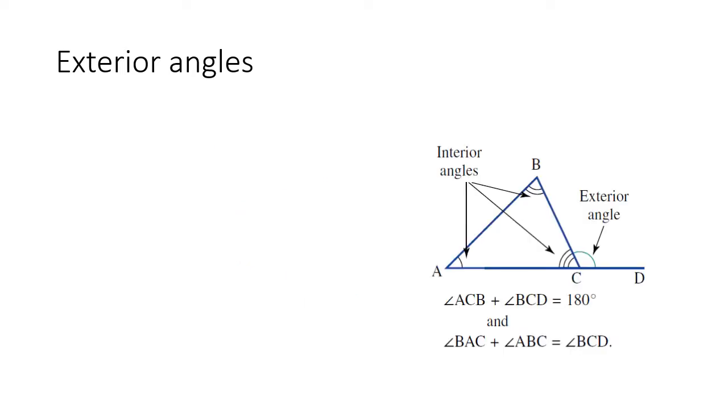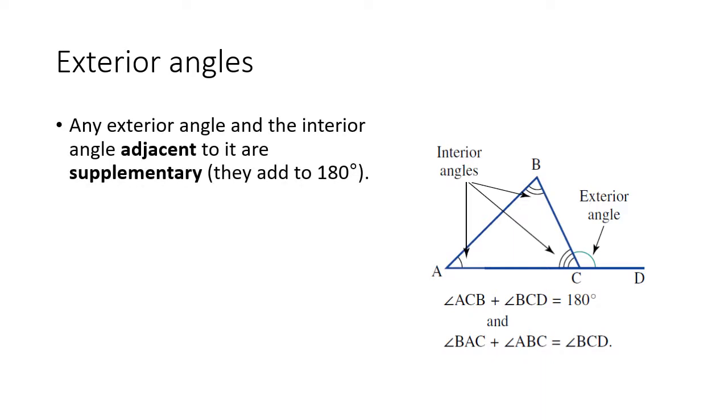Now, what can we actually do with exterior angles? Well, there are some important things that we can see from them. The first one is that any exterior angle and the interior angle adjacent to it are supplementary, so they add up to 180 degrees. So which things are we talking about here? If I just highlight these on the diagram, so if we think about this exterior angle, which is adjacent to this interior angle here, which would be angle ACB.